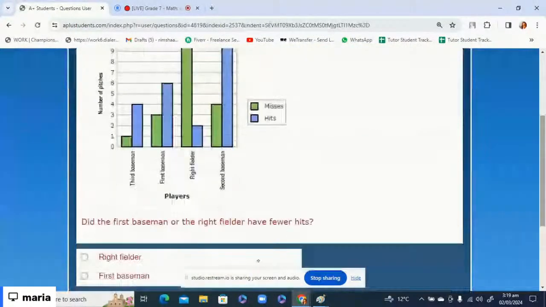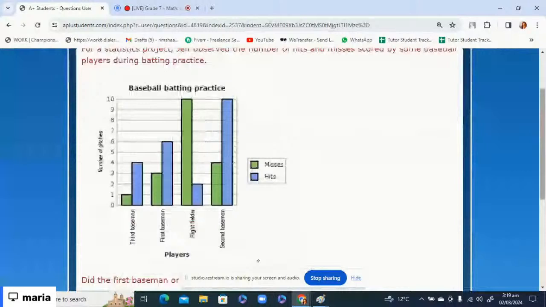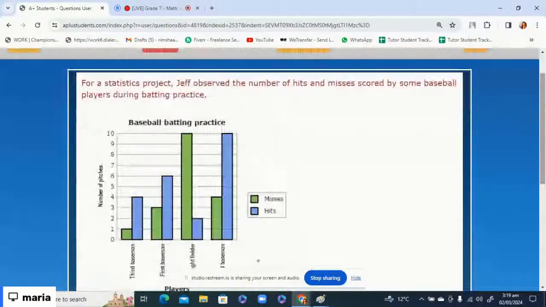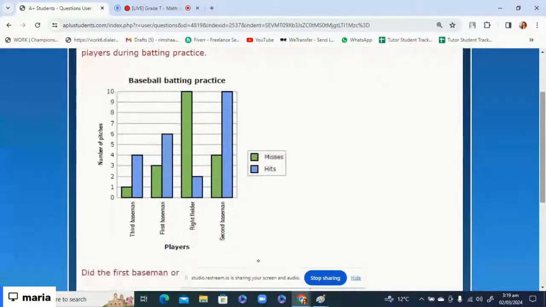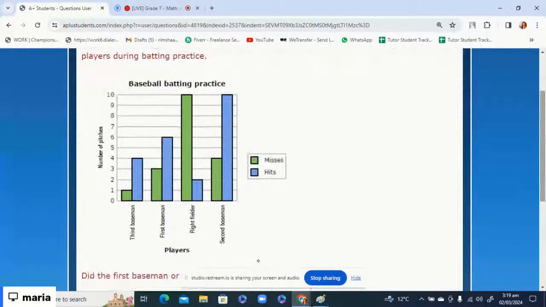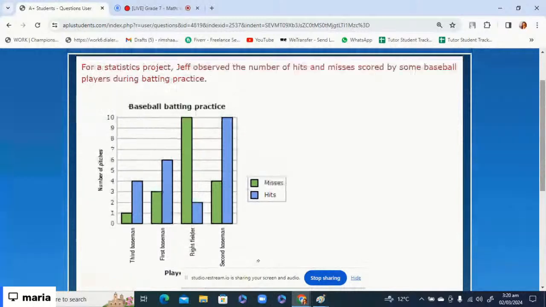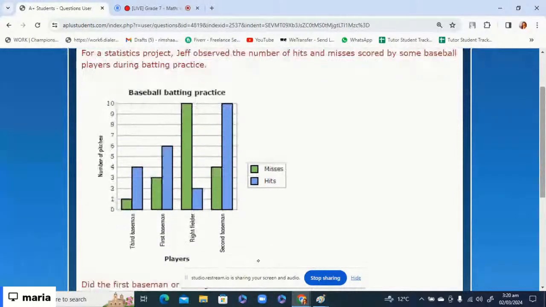So let's check this one. For a statistics project, Jeff observed the number of hits and misses recorded by some baseball players during batting practice. Baseball batting practice is given. These are the names of the players, and these are the number of pitches given for each of them. The green color shows the misses and the blue one shows the hits. And we are going to find it out.